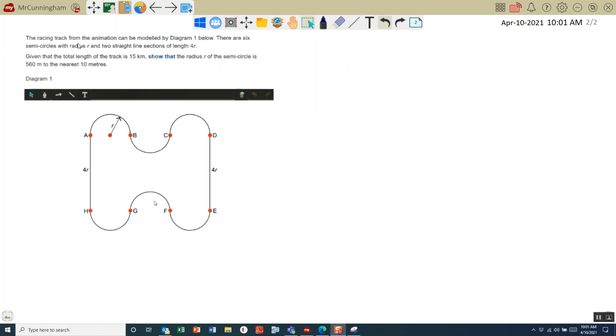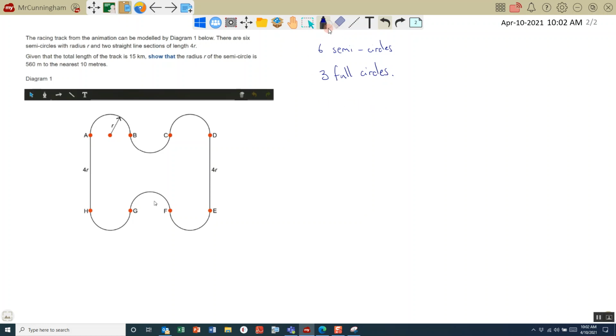So just taking part B, put it in a separate page, make it easier to see. And we're told that the total length of this track is 15 kilometers. So let's see if we can write out the total length of the track in terms of r. So I've got 1, 2, 3, 4, 5, 6 semicircles. So if that is 6 semicircles, that is how many full circles? Well, that's going to be 3 full circles.